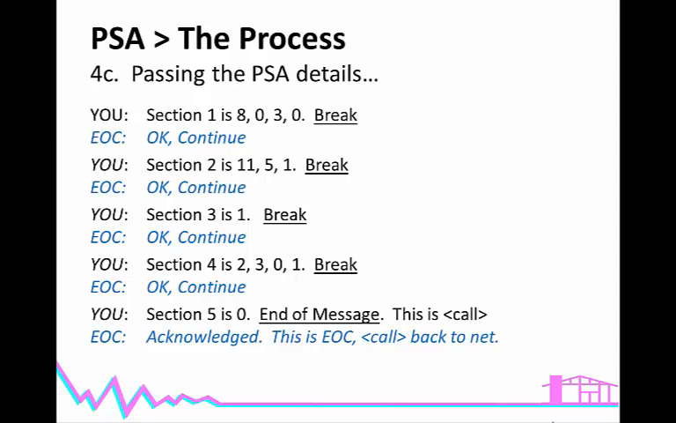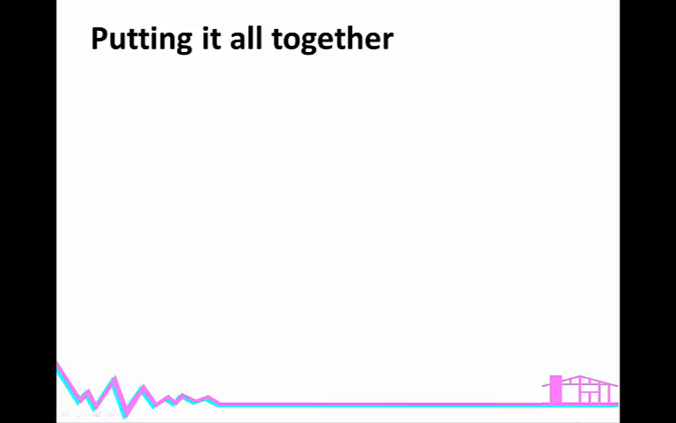Note that each section was identified, followed by only the numbers that made up that section. Passing traffic this way is very efficient, with most PSA messages being passed in about a minute. This includes the setup, passing the data, and the handoff back to net control. So what does this look like from both ends? Let's take a look at this one more time.